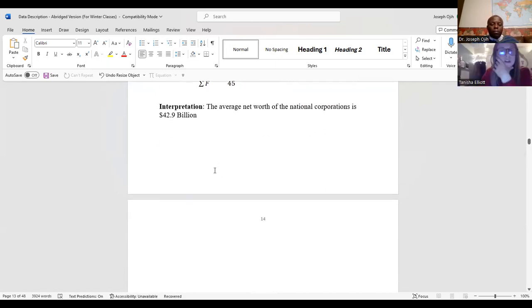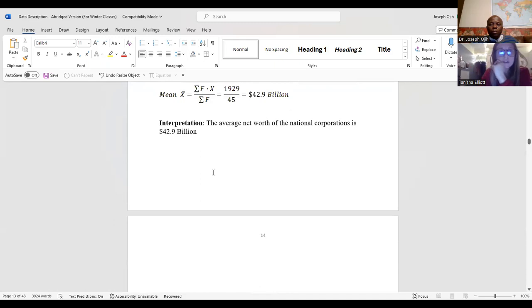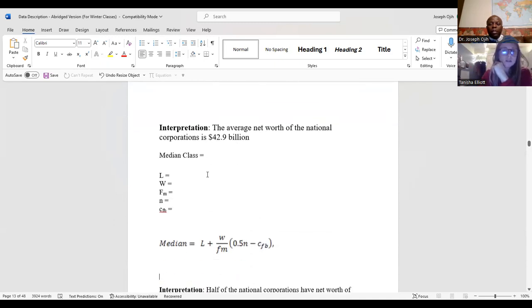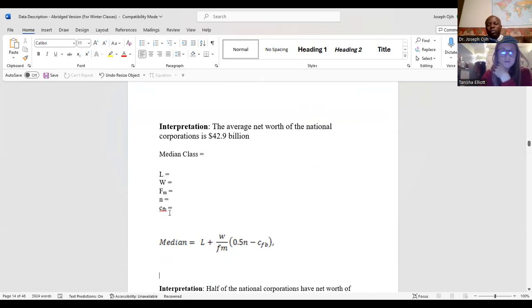Professor, I'm sorry. Are you gonna tell us though what all of those letters signified? You mean for the median? Yeah, L, W. L is just lower. Like I said, you're not gonna use it. You are gonna use the midpoint. So don't worry about it for now.